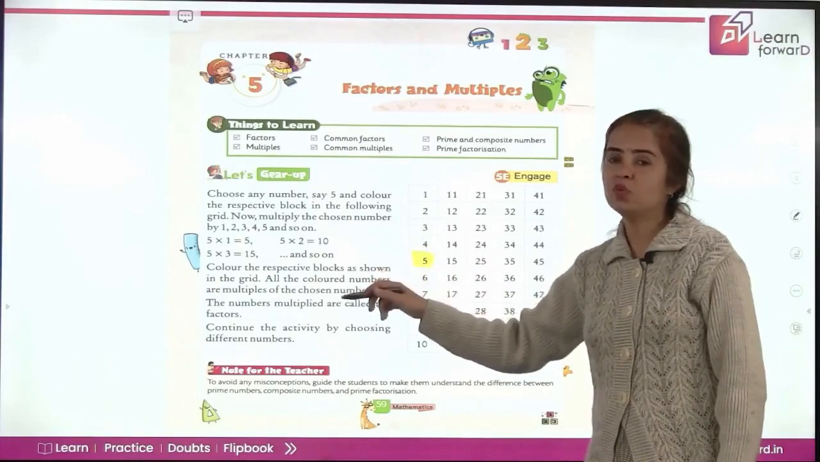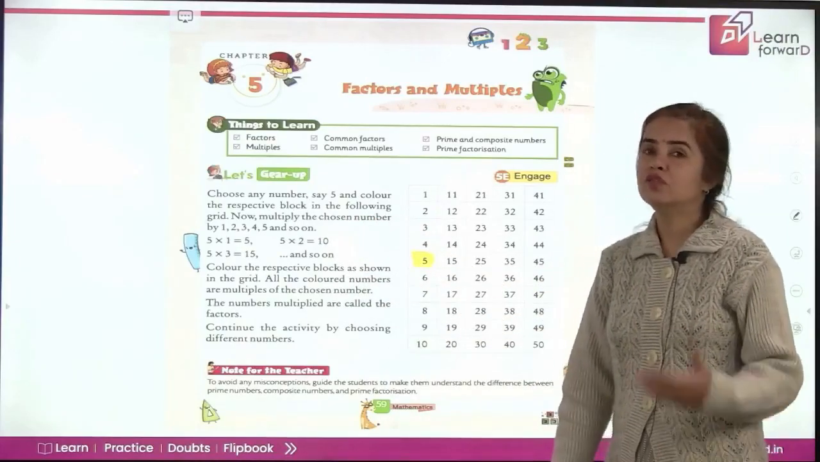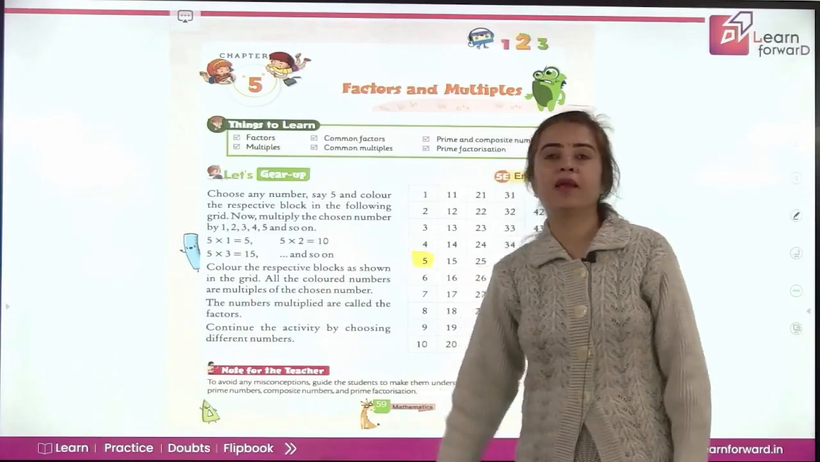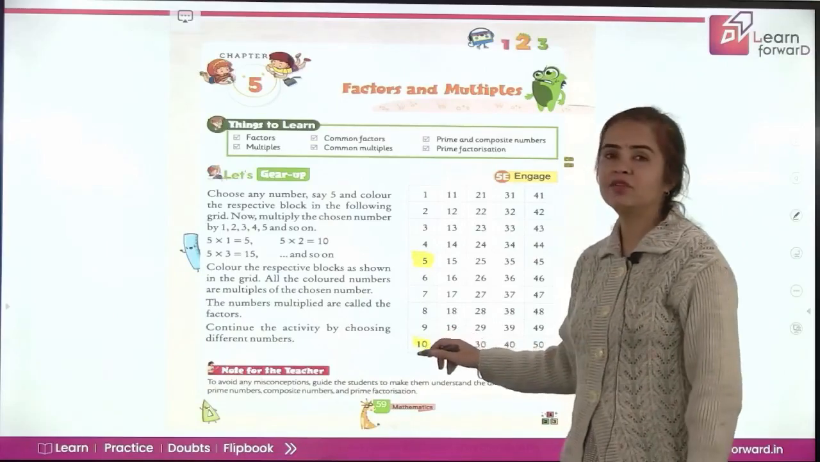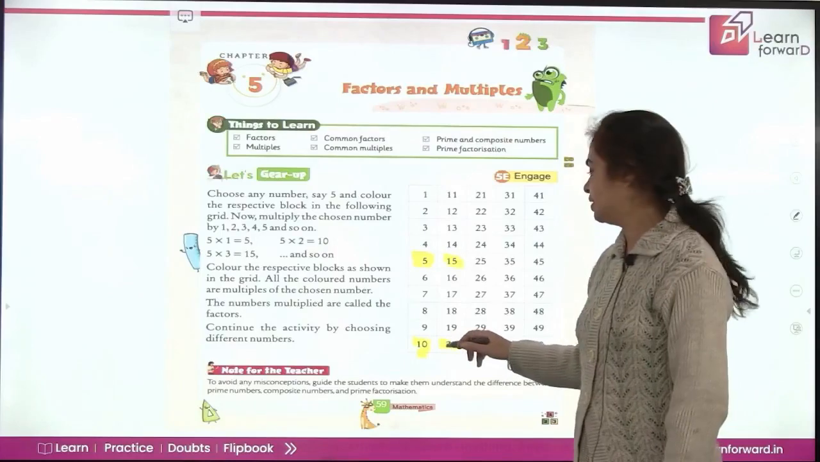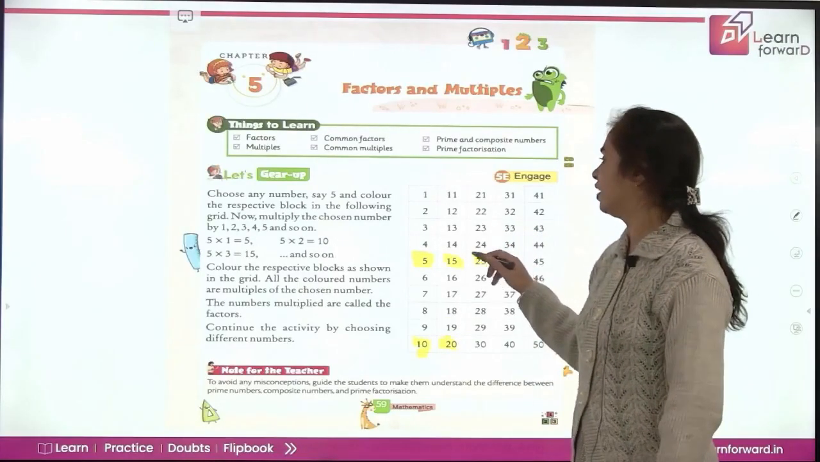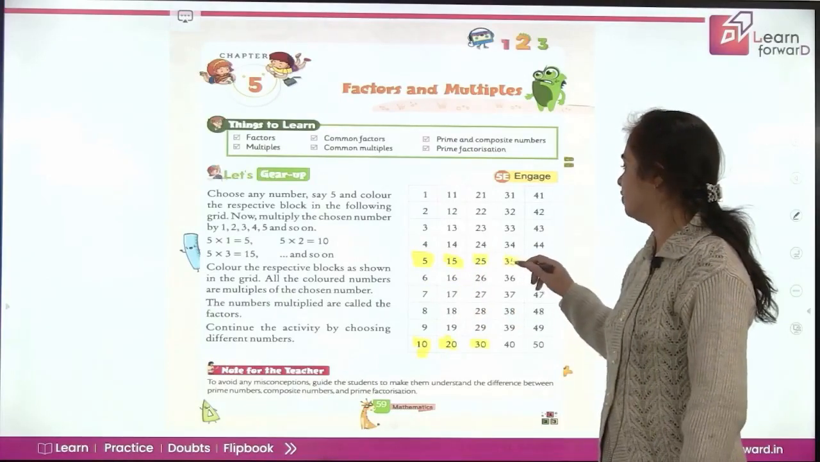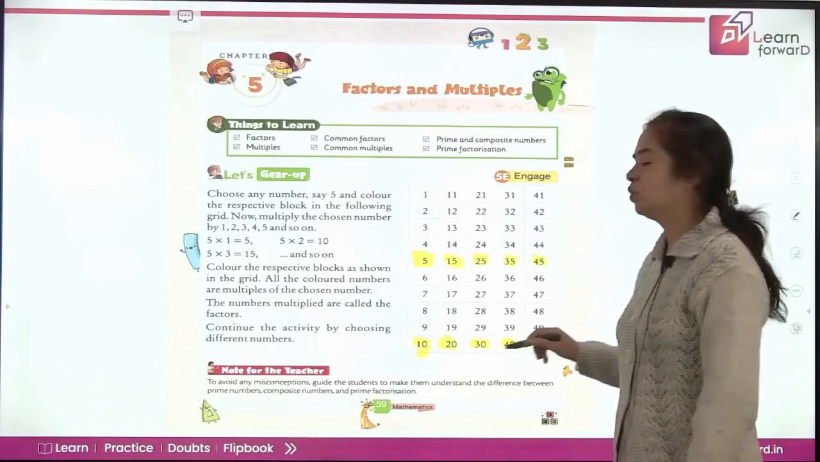Now, next what you have to do? Multiply the chosen number by 1, 2, 3, 4, 5. You have to multiply like this. So 5 times 1 is 5. 5 times 2 is 10. 5 times 3 is 15. Good. 5 times 4 is 20. Then 5 times 5 is 25. 5 times 6 is 30. 5 times 7 is 35. Then you have 40. Good going, and you got them perfect.